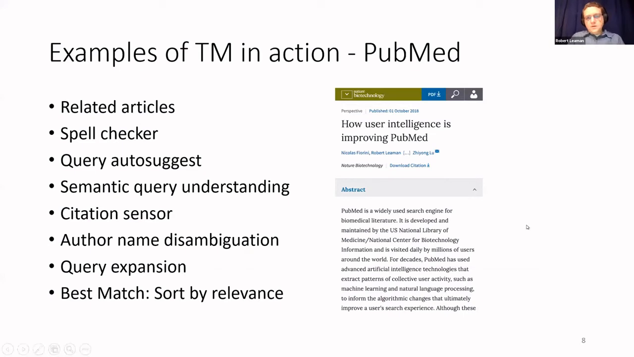Most recently, the best match feature sorts query results by relevance to the query, and used a very large data set of click-through data based on actual clicks by the users to train a deep learning method for associating high-quality PubMed matches with a query.